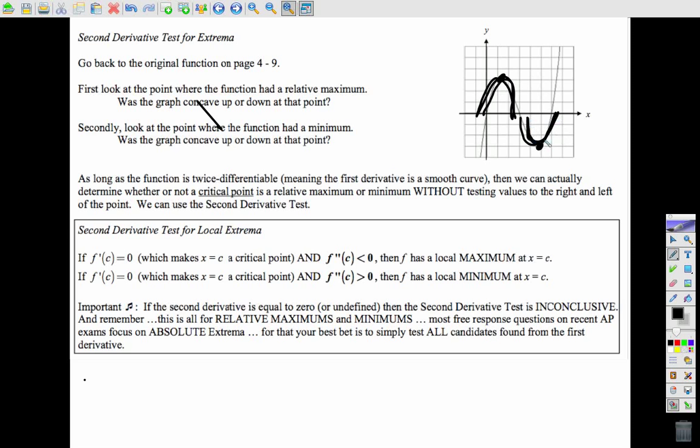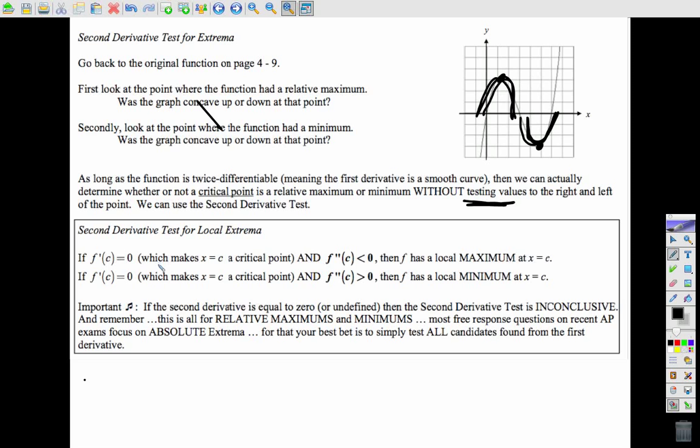This is not necessarily by coincidence. As long as the function is twice differentiable, meaning the first derivative is a smooth curve, then we can actually determine whether or not a critical point is a relative maximum or minimum without testing values to the right and the left of that point. We can use the second derivative test. Okay, so this saves us a lot of testing values.